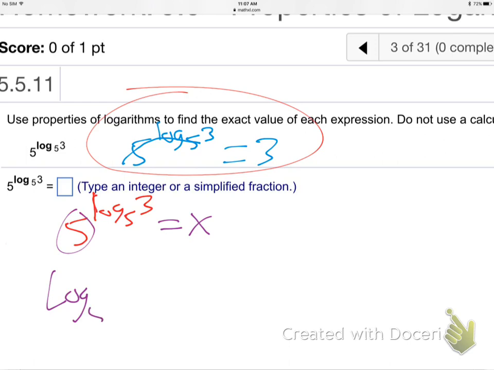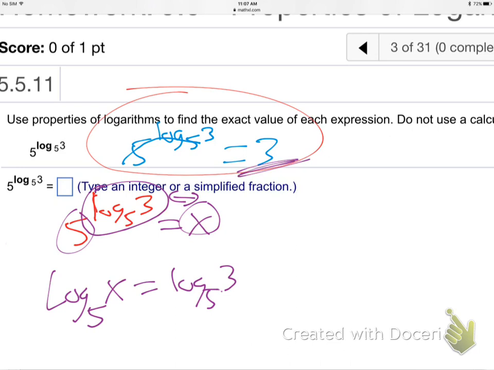Got something on him, right? He'll continue to be the base. The base stays the base. The other two will switch. What are the other two? Everything else. All of this and the X will what? Switch. Instead of 5 to that log stuff, it'll be 5 to the X, and the log stuff will go to the other side. Now you tell me, what's the x? By observation, 3.